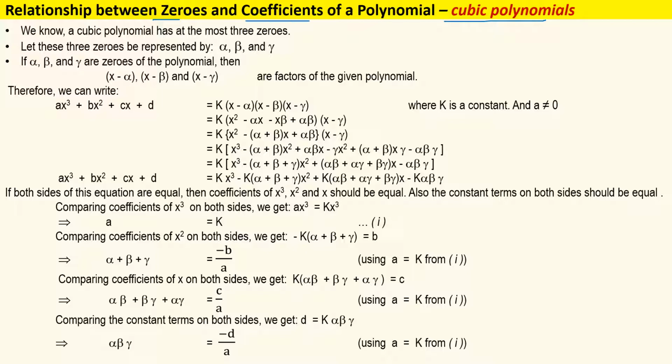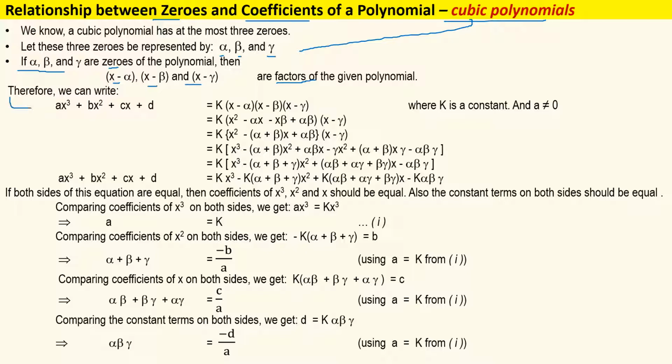We know that a cubic polynomial will have at the most 3 zeros, and let us show them by 3 letters, alpha, beta, and gamma. And if alpha, beta, and gamma are the zeros of the polynomial, then x minus alpha, x minus beta, and x minus gamma will be the factors of the given polynomial.